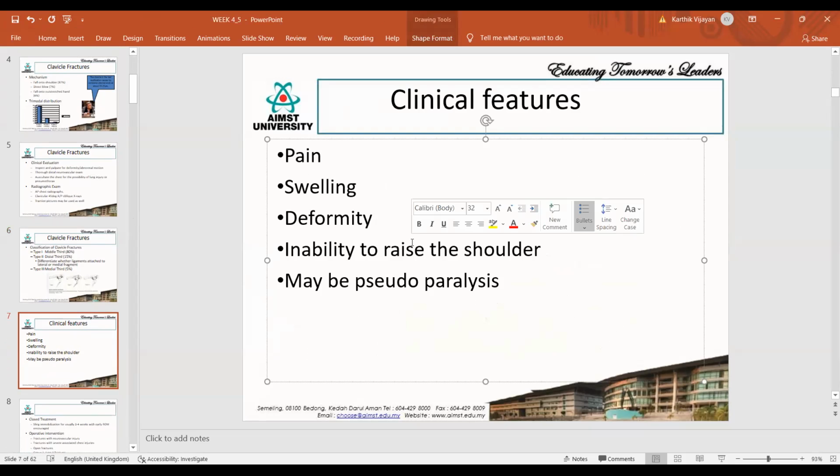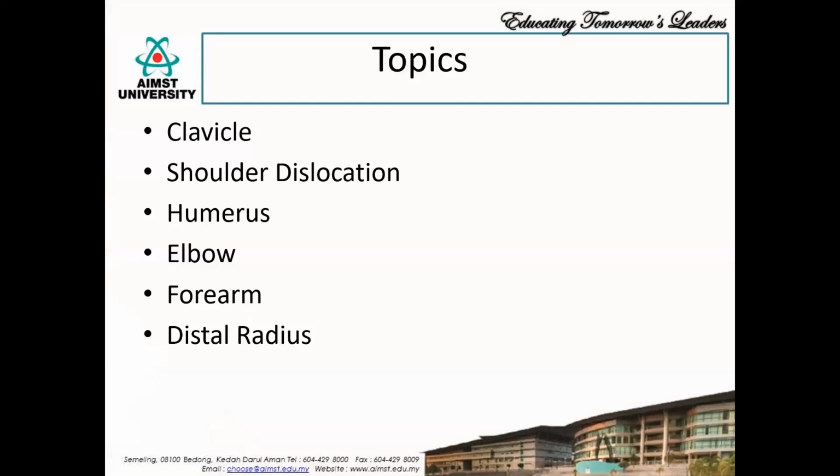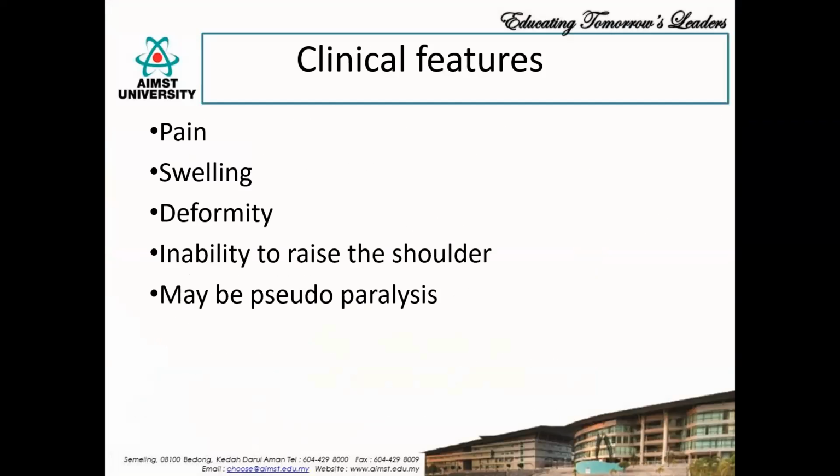So next one is clinical features. Now we are coming to the clinical features. The first thing is the pain, swelling, deformity, inability to raise the shoulder. Maybe they are holding the arm by the side. Always they hold it like that, slightly elevated. And maybe paralysis, pseudo paralysis. Immediately they feel that there is a loss of motor function.